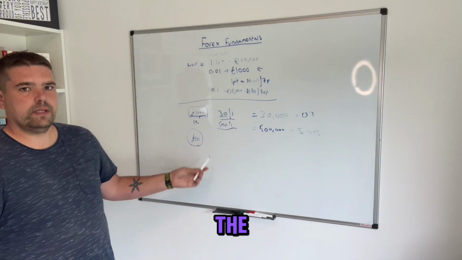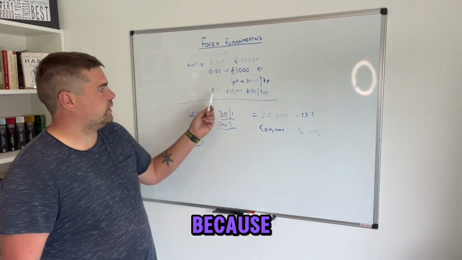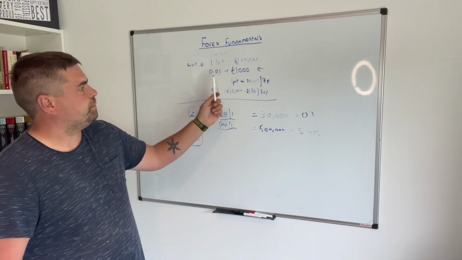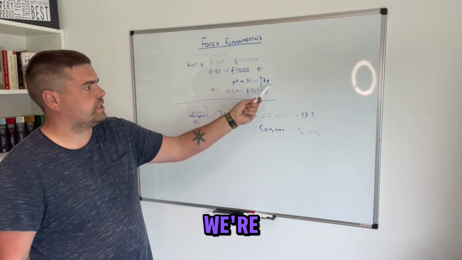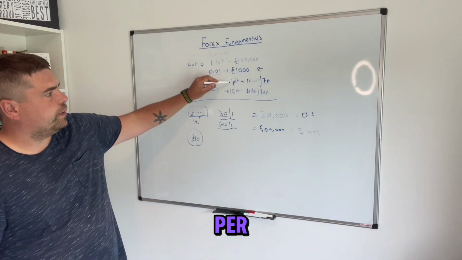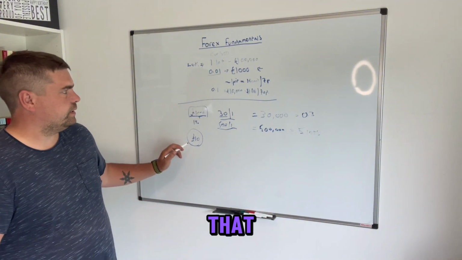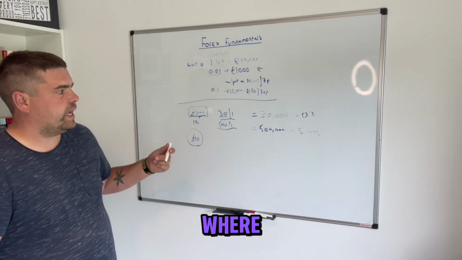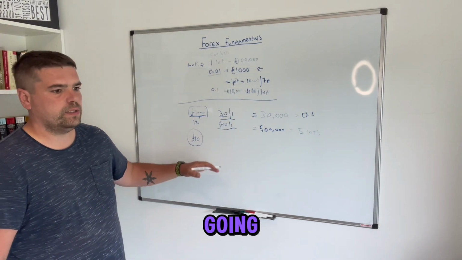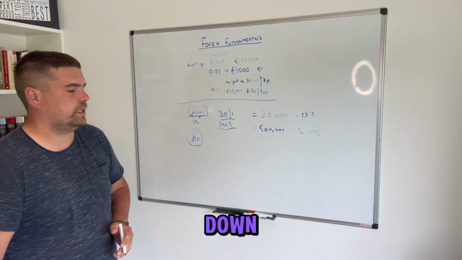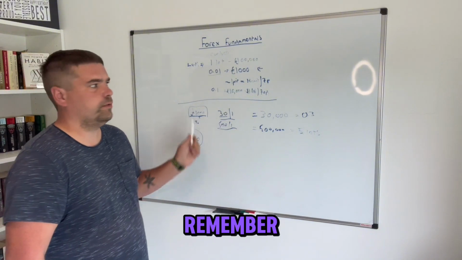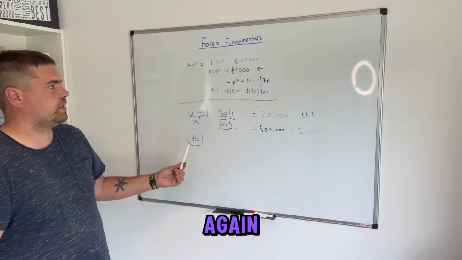This is where the calculations start to come into effect, because on a 0.01 lot, we're essentially risking 7p per pip. So we need to figure out where we're buying and where our stop is going to be, which I will explain down the line. But this is essentially what you'll need to remember in future, and I will dive into it again in the future.